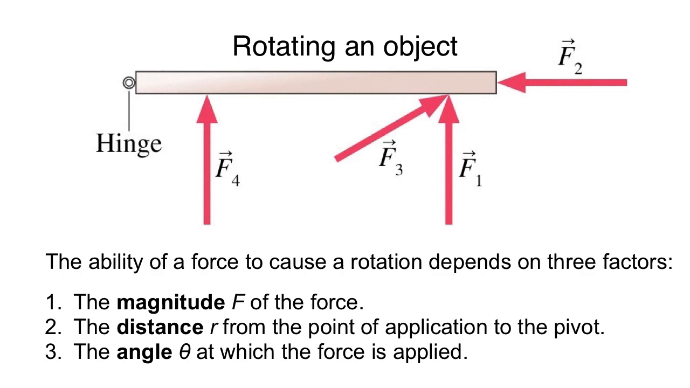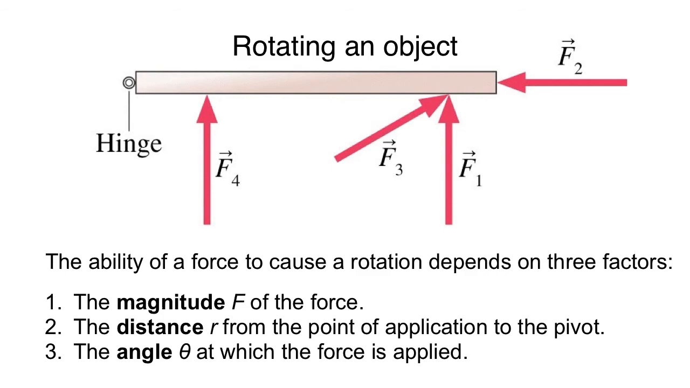There's another thing called a breaker bar. Has anyone ever used a breaker bar? If you have a bolt that's rusted on, you take a bar and it extends your wrench by another 3 feet. What you're doing is you're increasing the distance, R, from the point of application to the pivot. The further I apply my force from that pivot point, the more it's going to accelerate.